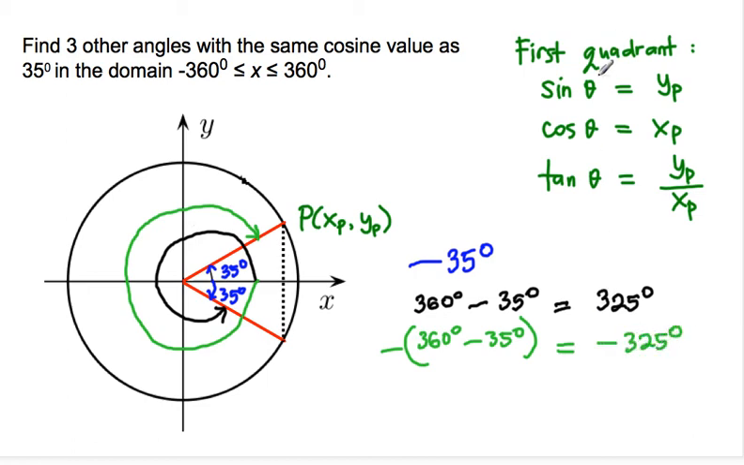325 degrees. So there you have your three angles with the same cosine value as positive 35. We have negative 35, positive 325, and negative 325 degrees.